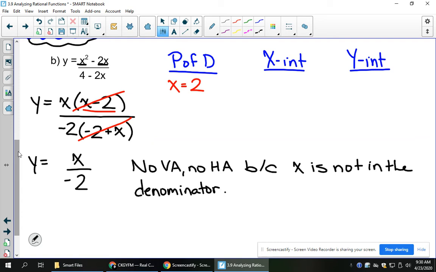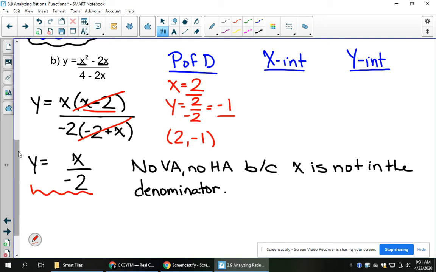All right, let's finish off the point of discontinuity now. I know the x, so subbing into the simplified equation, I'm going to find my y value. 2 over negative 2 is negative 1. The x and y values correspond to the ordered pair (2, negative 1). That creates a hole in the graph.